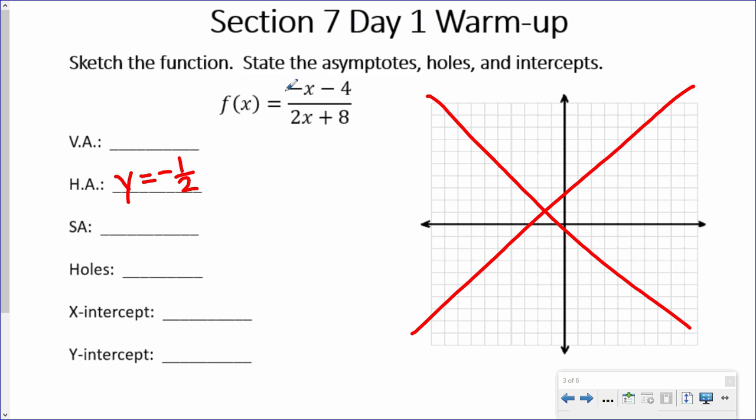All right, now to get the holes and the vertical asymptotes, you need to factor everything that you can. And remember, we don't like to have a negative in front of x, so I'm going to factor out a -1. And then that leaves me with x and then +4. You can always double check. If you redistribute, you would get -x minus 4. Okay, on the bottom, we can factor out a 2. And when you do that, you should get x plus 4.